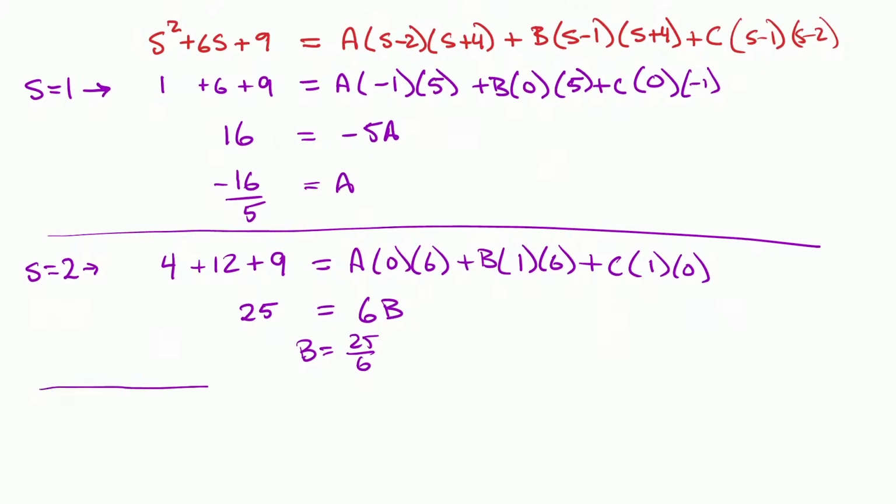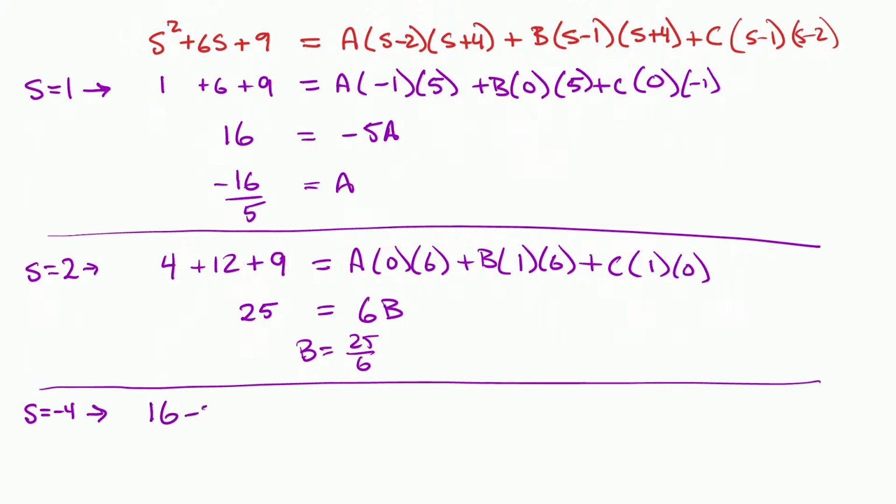And then the last one, I'm going to use what would have given me a 0 in the denominator of the final fraction, which was s equals negative 4. So when s equals negative 4, what happens? And once again, I'm just going to copy everything from the red up there, and I'm going to put s equals negative 4. So 16 minus 24 plus 9.